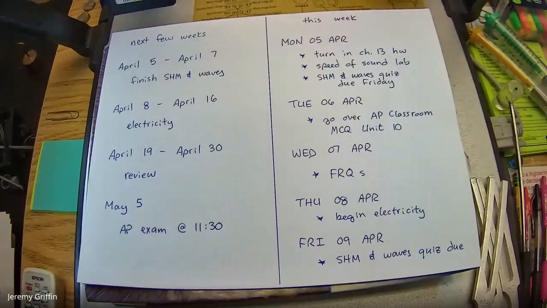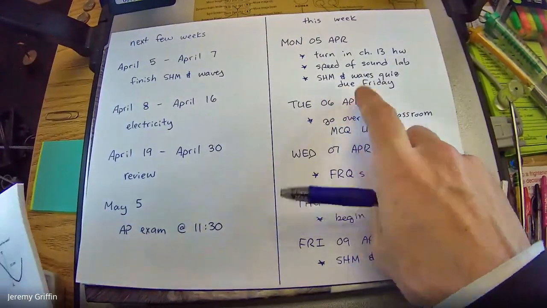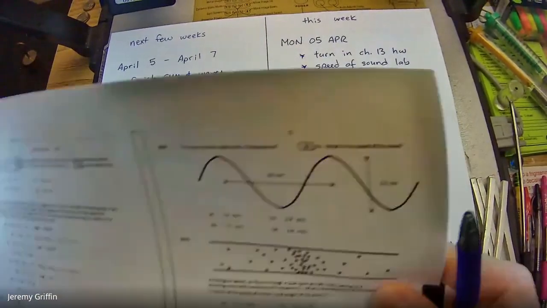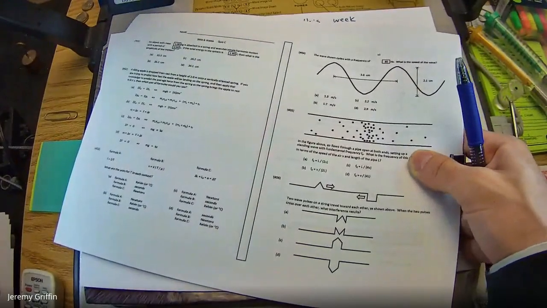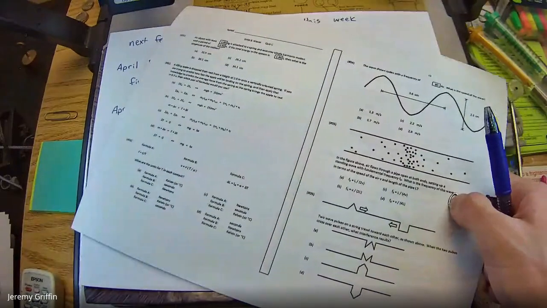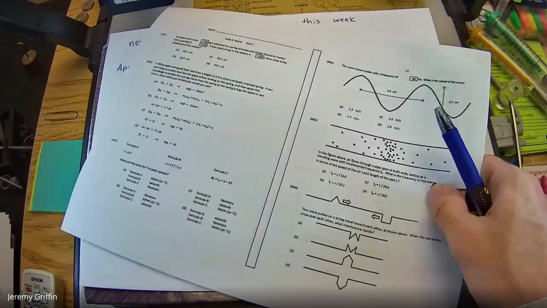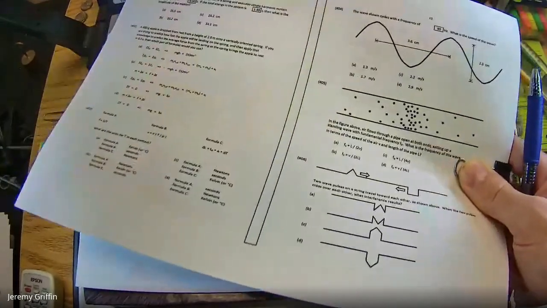Also, I gave you guys a new page. So the simple harmonic motion and waves quiz looks like this. When you walked into class, this should have been on your desk. Did anybody not get this page? Anybody not get this page? Oh, okay. So everybody's got one, it looks like. Okay. And then you guys at home, I just posted this to Google Classroom this morning. Okay, so this is up there.